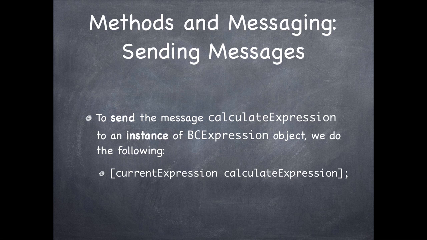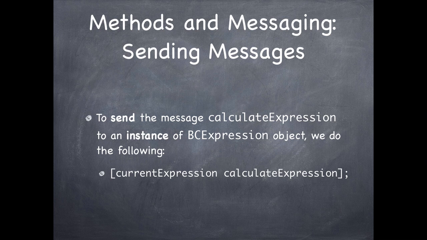In this case, I'm using square brackets. Going from left to right, we have the open bracket, and current expression is just the instance of BC expression. After current expression, we have calculate expression. It says here that I'm going to send a message called calculate expression. So I'm sending this message, calculate expression, to current expression. Calculate expression is a message that I'll send to the receiver. The receiver is where we send that to, so in this case, current expression.